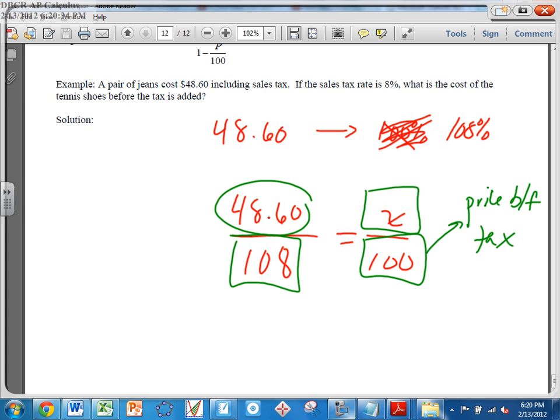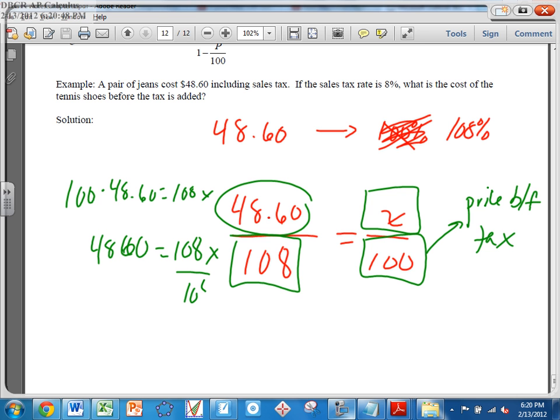Let's quickly take a look. We're going to have 100 times 48.60 equals 108x. When I multiply those two, it equals 108x. Divide by 108. So again, 48.60 out of 108. Now, when you get a value for that, you're going to get an answer. I sure hope your number is less than the actual value, because again, we're trying to find the cost of the tennis shoes before tax is added on. So it's got to be something less than 48.60.